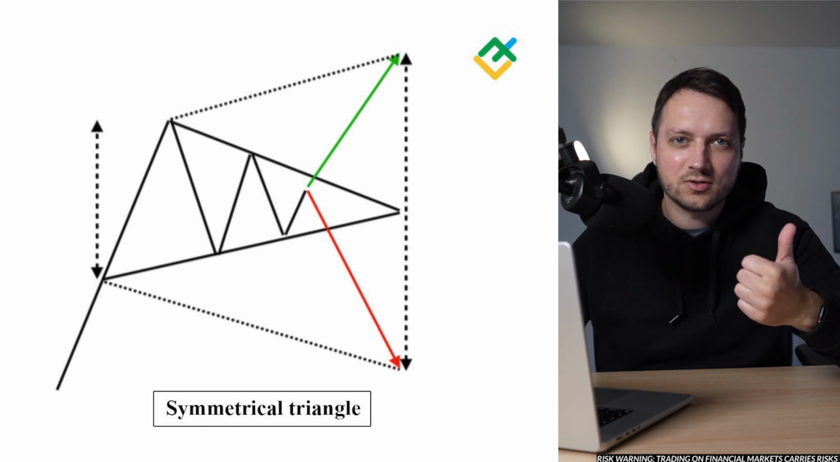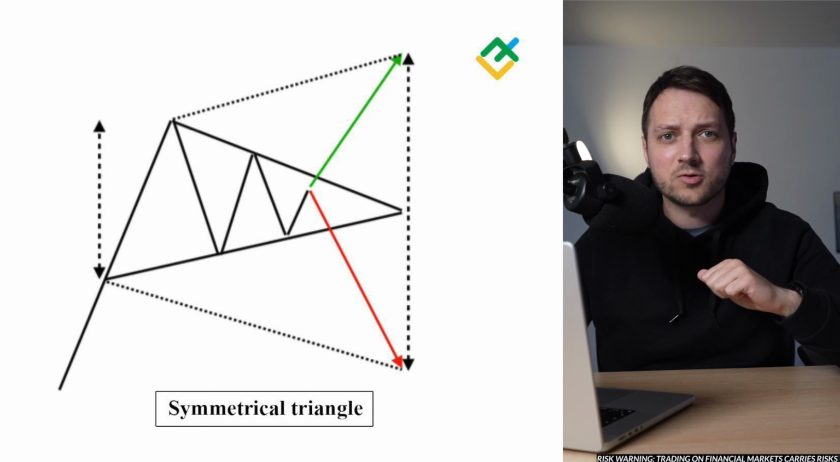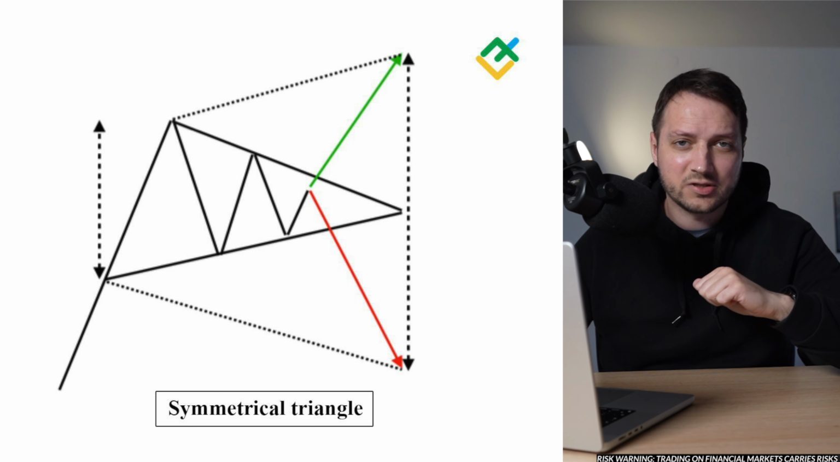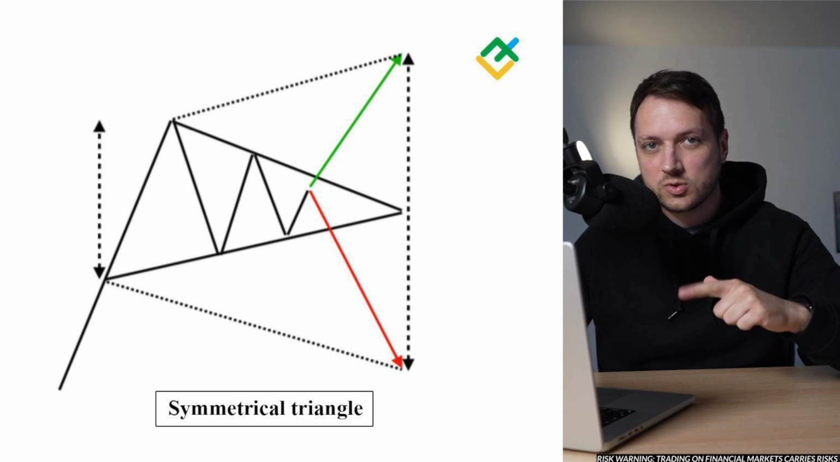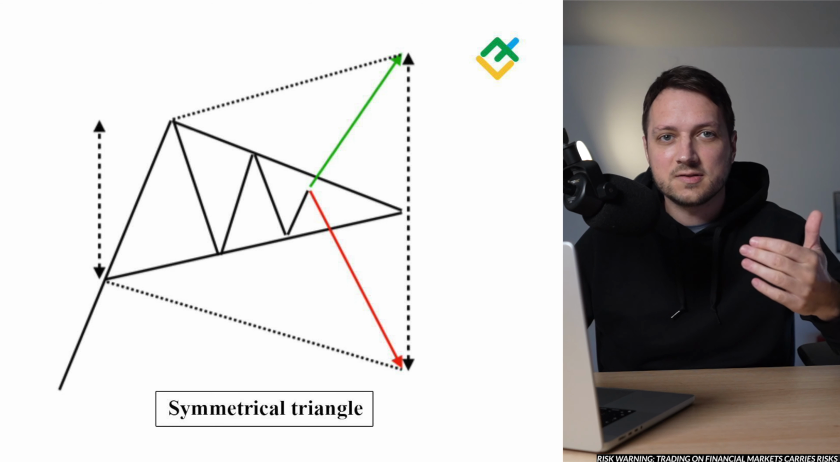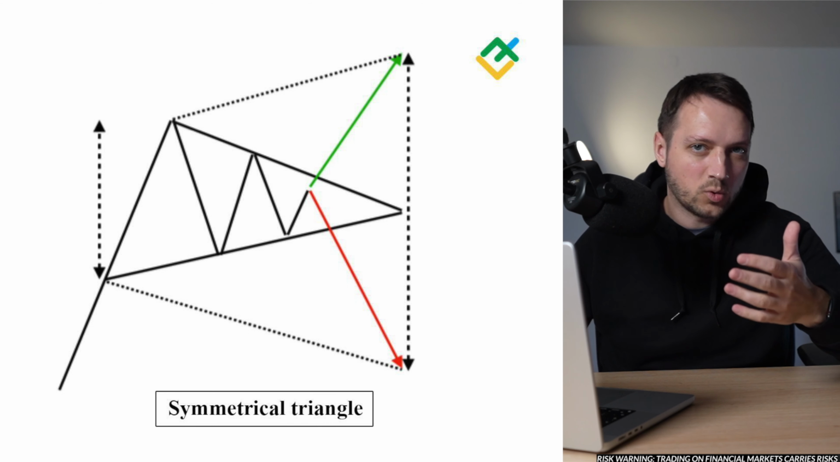Then we have triangles, and the appearance of triangle patterns in the chart makes it difficult to predict the price movement since there are three types of this chart pattern. We have a symmetrical triangle, and the formation of this type of continuation pattern looks like a narrowing of price swing highs and swing lows. In the current case, it is difficult to predict the movement of the quotes.